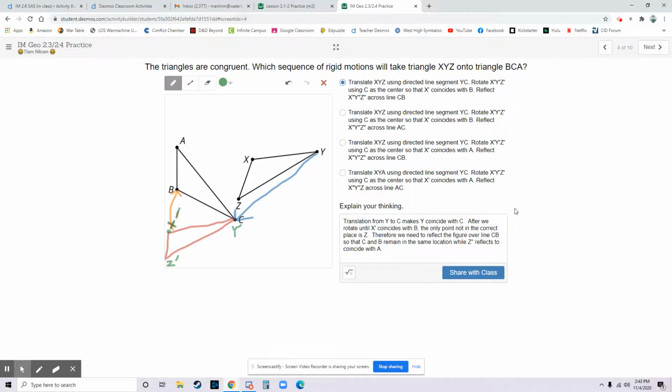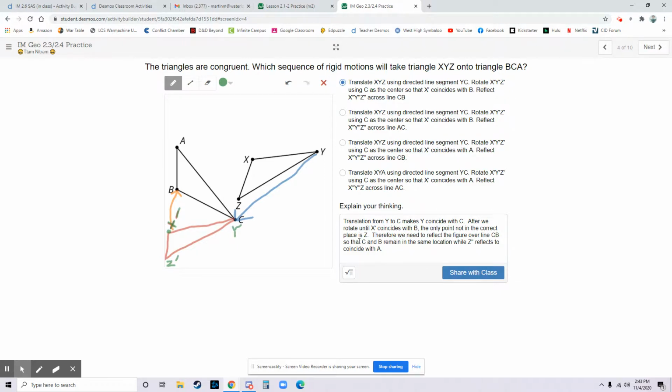again, this one's actually a better question. I think we need to be able to do something like this. So how do you use rigid transformations to take XYZ onto BCA? Okay, as drawn. If I translate from Y to C, then Y will line up with C, obviously. After that, if we rotate so that X prime lands on B, then we're going to have two of the points in the right places. And then the only thing that's left is to get Z onto A, right?